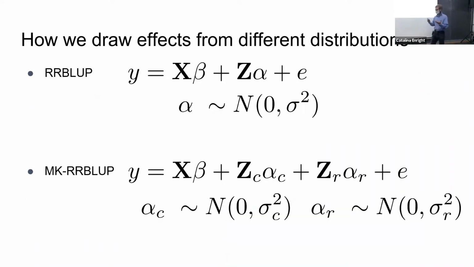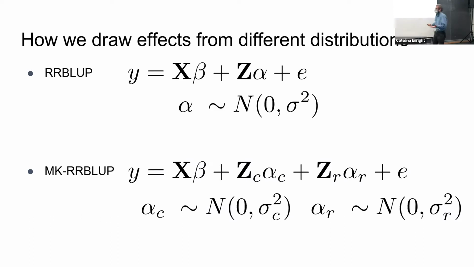Okay, so how do we actually draw effects from different distributions? Can people see this? If you do standard RR-BLUP, you're drawing all of the effects from the same distribution. It's a normal distribution, so alpha are the effects of the loci. It has 1 variance for all effects.